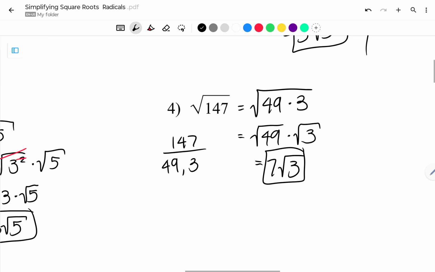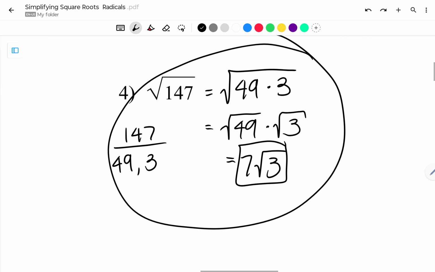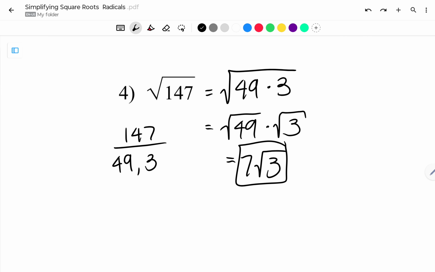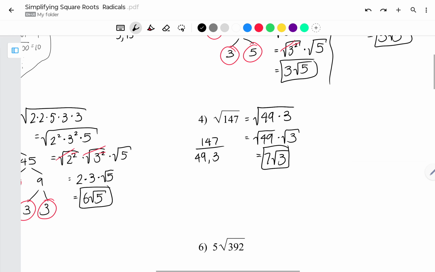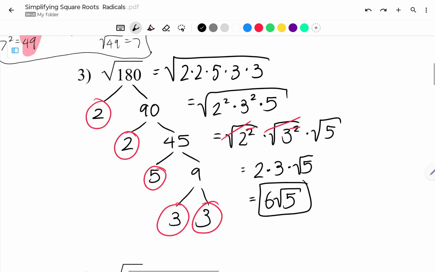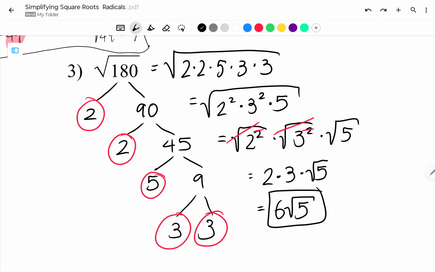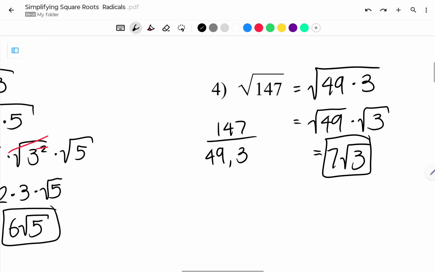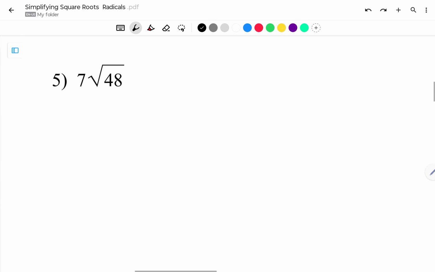So this method is a lot easier, right? It's simple, it's straightforward, but it takes a lot of practice trying to figure out if there's a perfect square or what the perfect square is. This one doesn't take a lot of practice. You just need to keep breaking it down and then group them up and you'll get the right answer every time. Okay, but this one just takes a lot of practice. Okay, let's keep going.